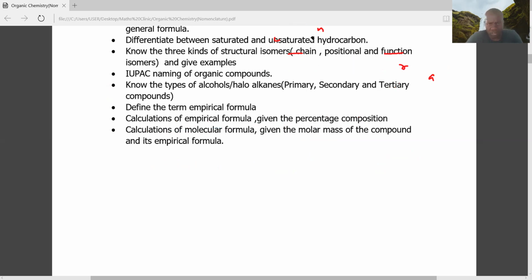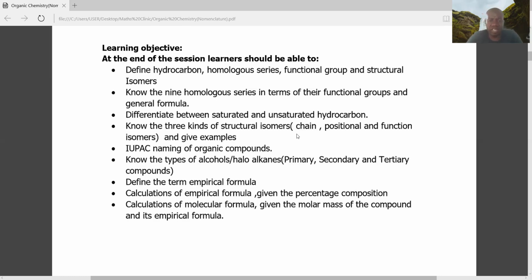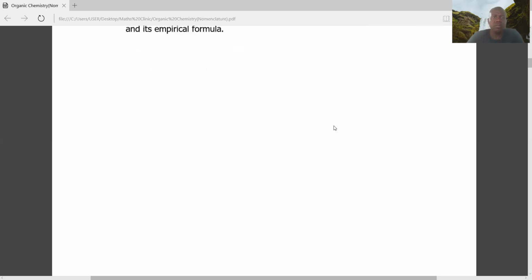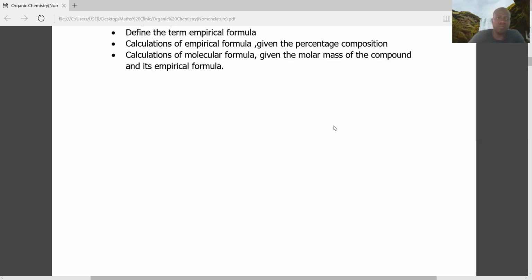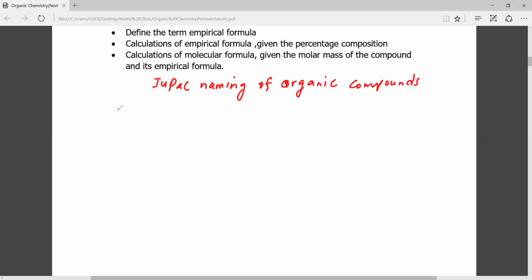Now, let me explain what the steps of naming organic compounds are. Then from there, I will also demonstrate some using examples. Number one, in terms of the IUPAC naming of organic compounds. Okay. Number one.